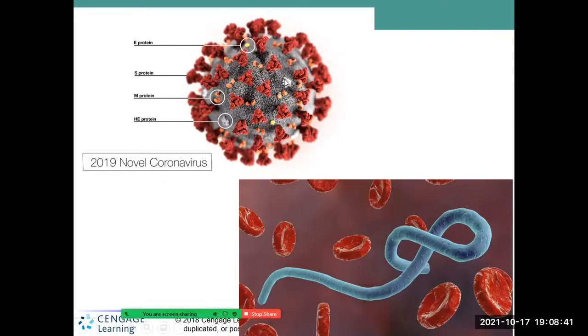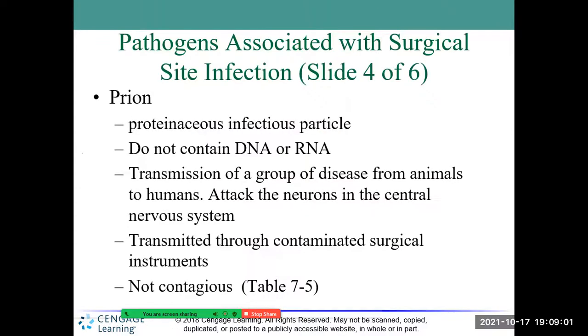This upper one is the COVID virus, and you can see here is the E protein, here's the M protein, an H protein, and an S protein. There's a lot of mutation that can happen. Here's the Ebola virus, and you can see it is amongst the red blood cells here. So these are 2 of the most mutating viruses that we've seen.